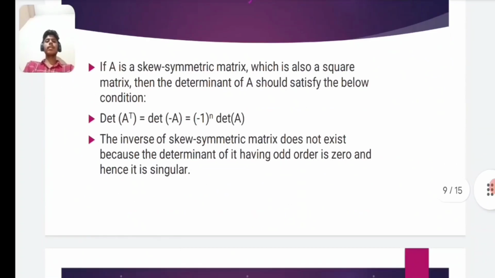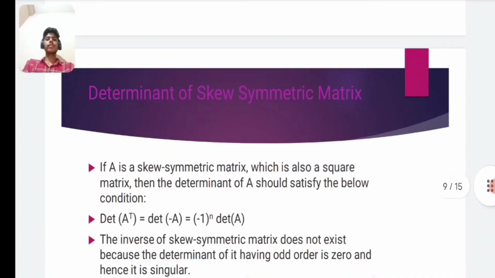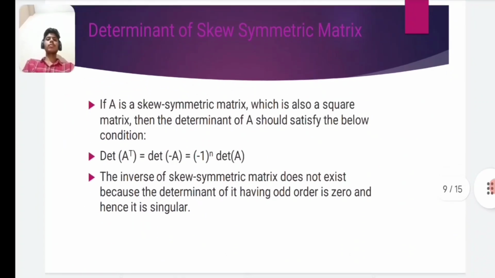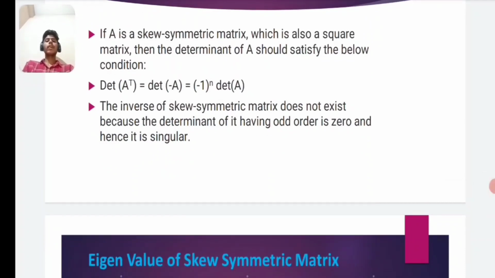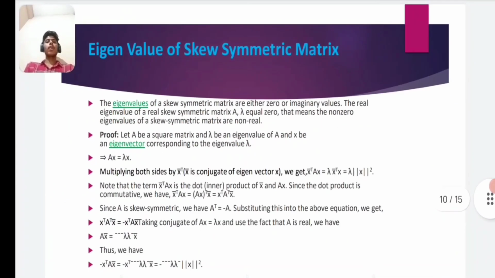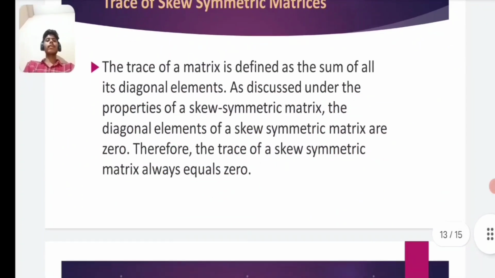So these are some theorems related to skew symmetric matrix, and the determinant of a skew symmetric matrix. If A is a skew symmetric matrix which is also a square matrix, then the determinant of A should satisfy the below condition: det of A transpose is equal to det of minus A, which is equal to minus 1 power n det of A. The inverse of a skew symmetric matrix does not exist because the determinant of one having odd order is 0, and hence it is singular. So, eigenvalues for skew symmetric matrix, then trace of a matrix, symmetric matrix.